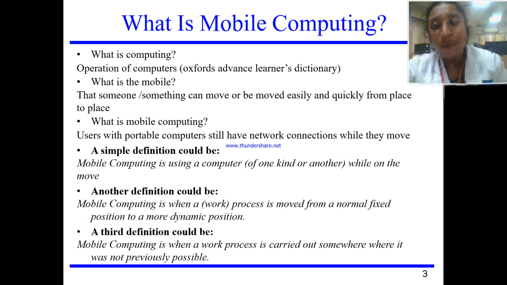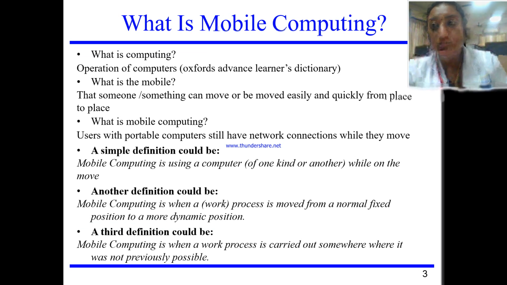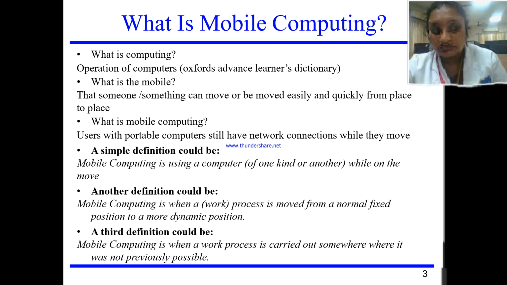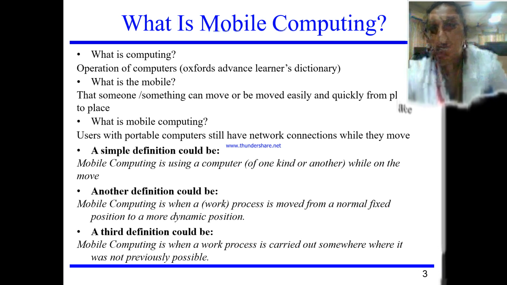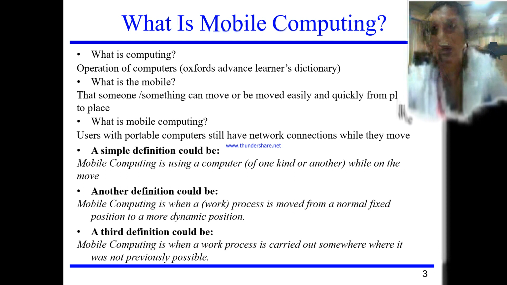So what is mobile computing? Mobile computing is computing of operations that still have a network connection, and it can be used from one computer to another, and it can be portable. A perfect definition we can say is: mobile computing is when a process moves from a normal fixed position to a more dynamic position. That means it can be portable from one place to another. Another definition is that mobile computing is when work progress is carried out in some way where it was not previously possible.